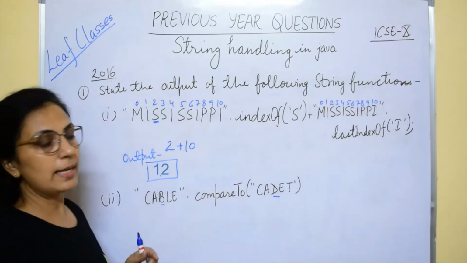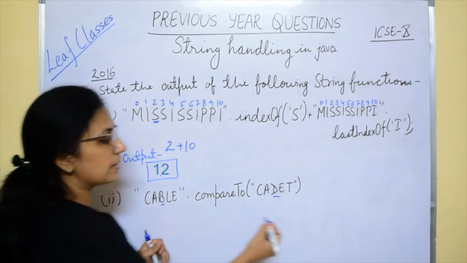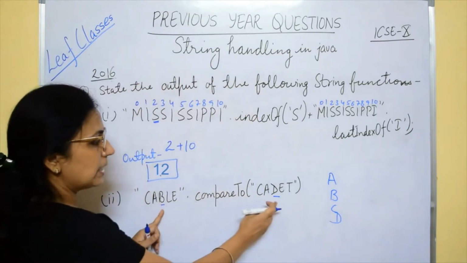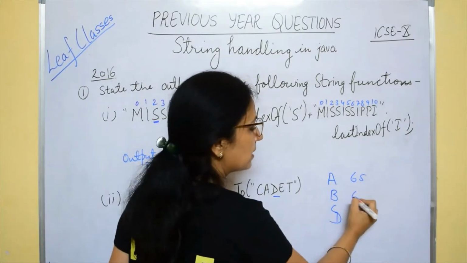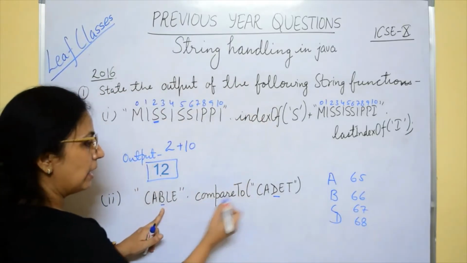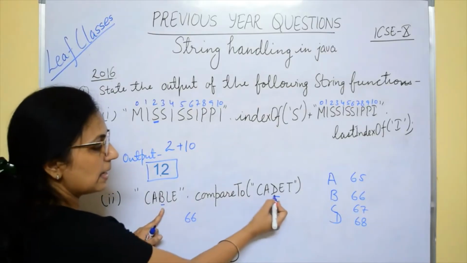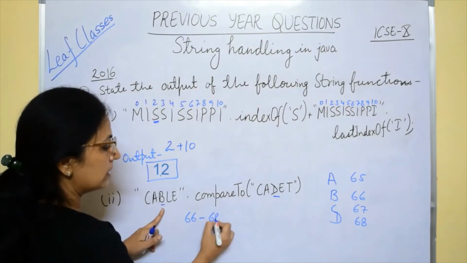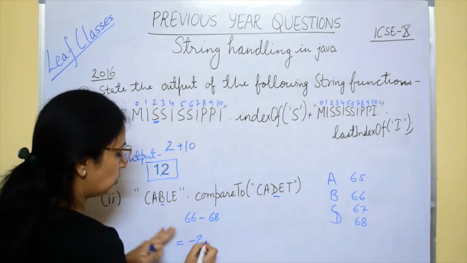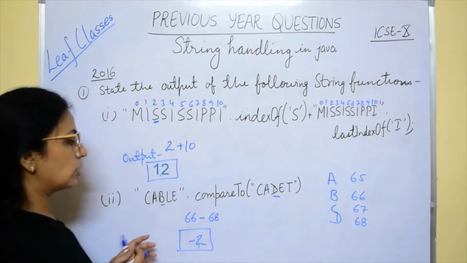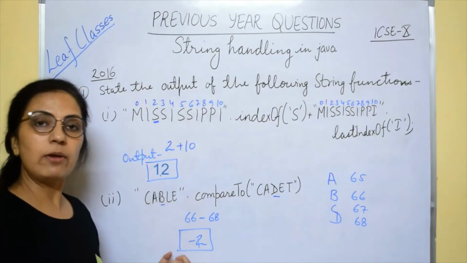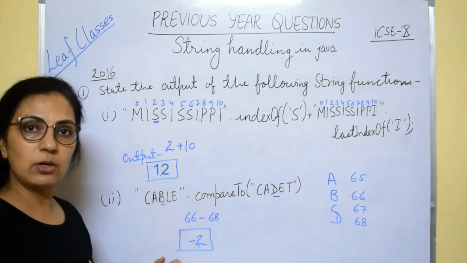So we must know the ASCII values. You can write the ASCII values on the side, A, B, C, D, because we want till D only. So this is 65, 66, 67 and 68. The ASCII value of B is 66 and the ASCII value of D is 68. So the answer will be minus 2. The output of this function will be minus 2. I hope the compare to function is clear to you. If it is not, please refer to the string videos.